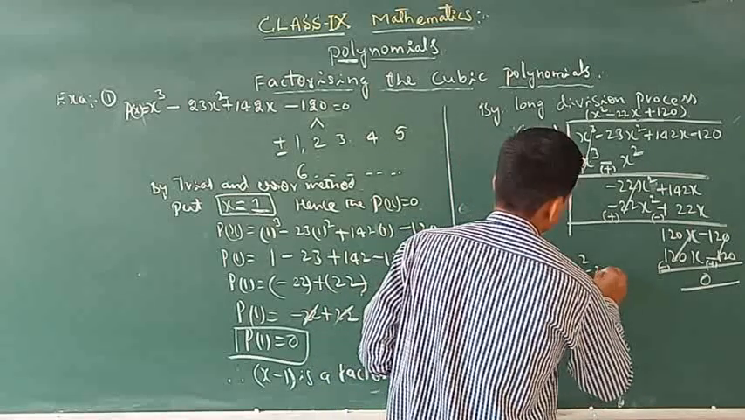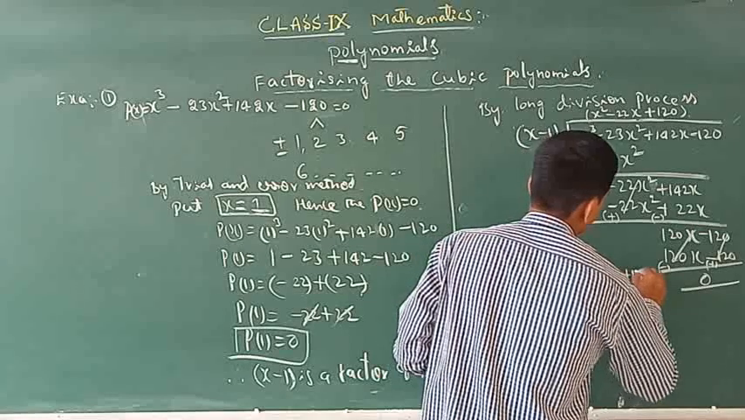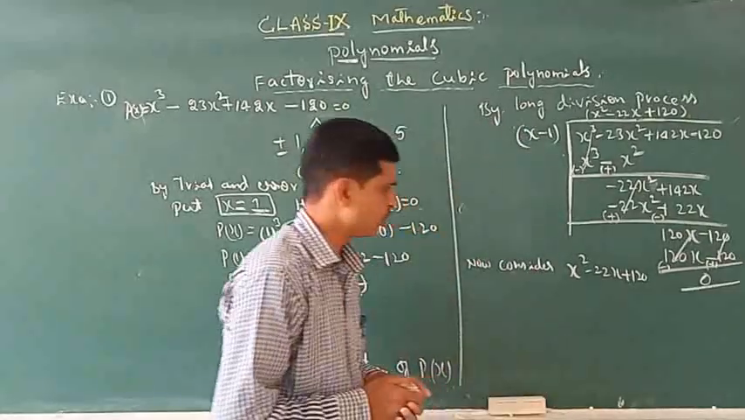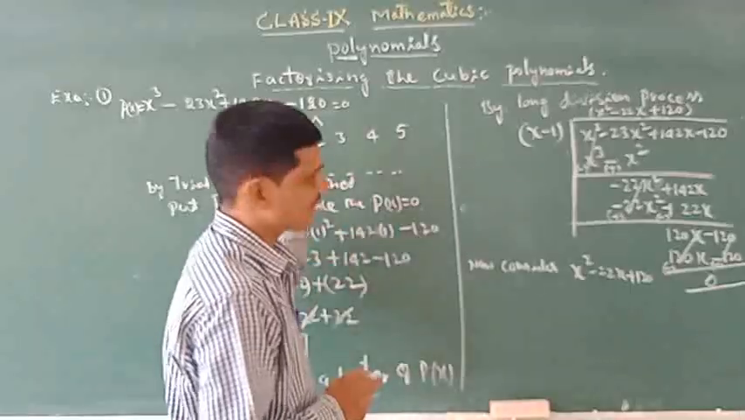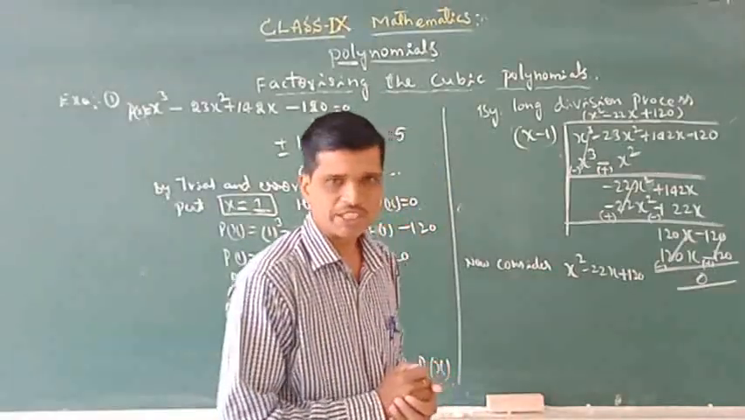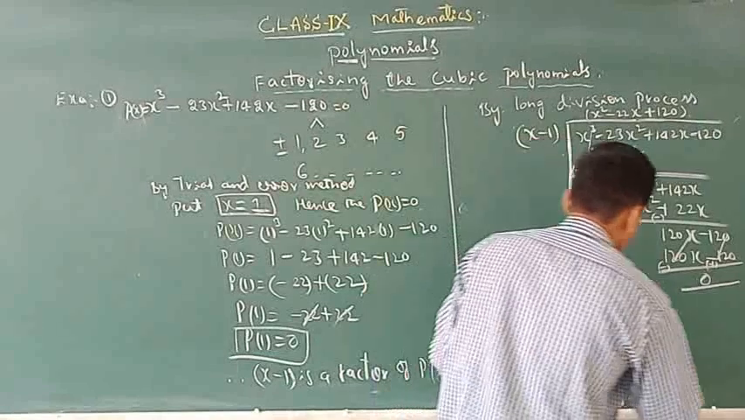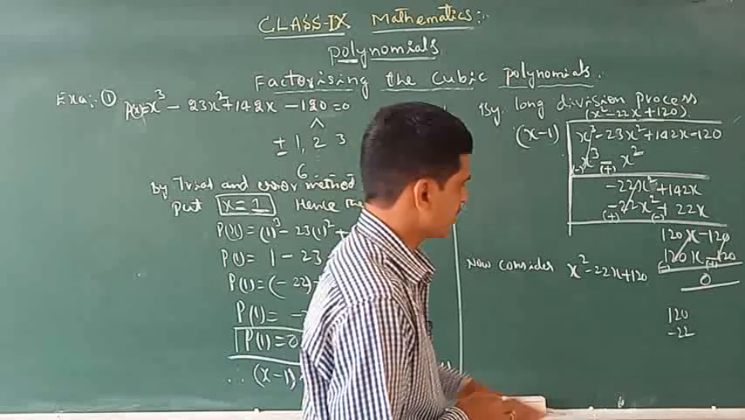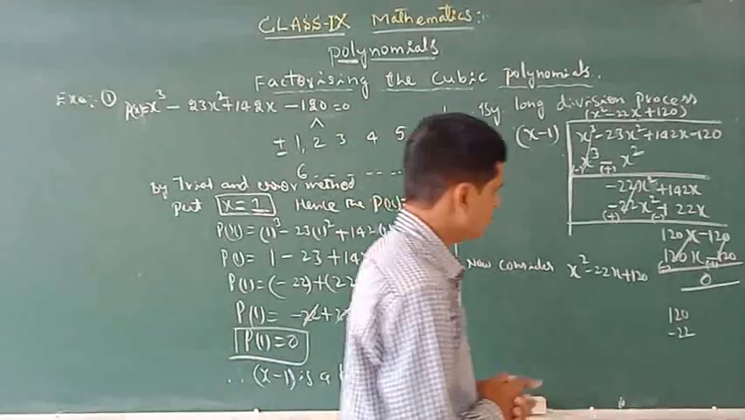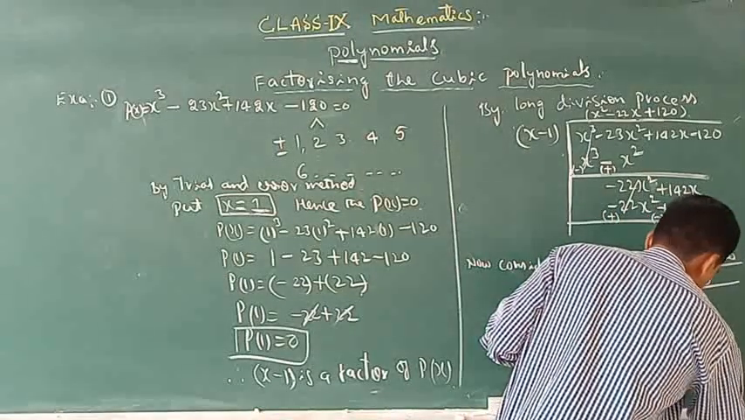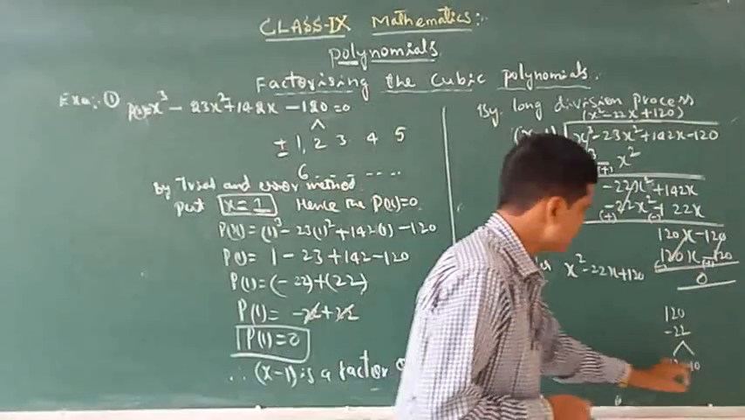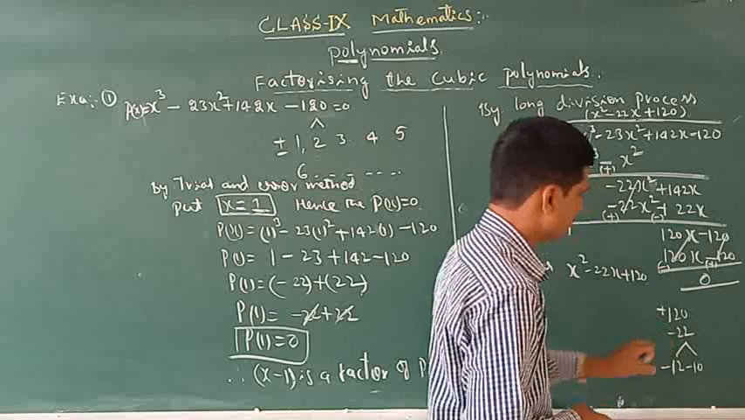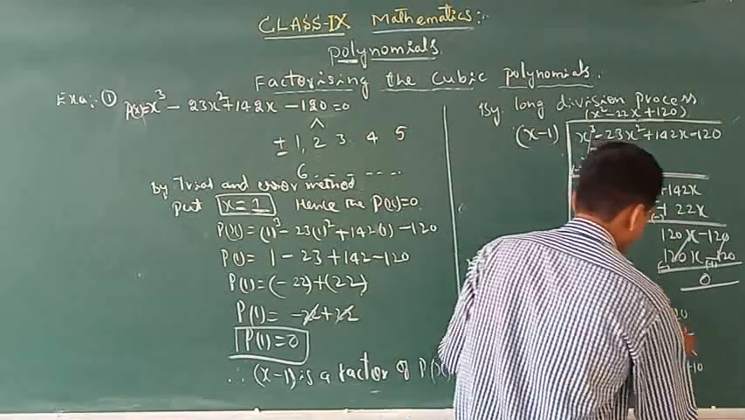So now consider this x square minus 22x plus 120. In a previous class I already factorized the quadratic polynomial by splitting the middle term. So consider the middle term and the last term also. Here the middle term is minus 22 and the last term is 120. 12 tens are 120, which is positive, and since the middle term is negative, we require both numbers to be negative for the sum.